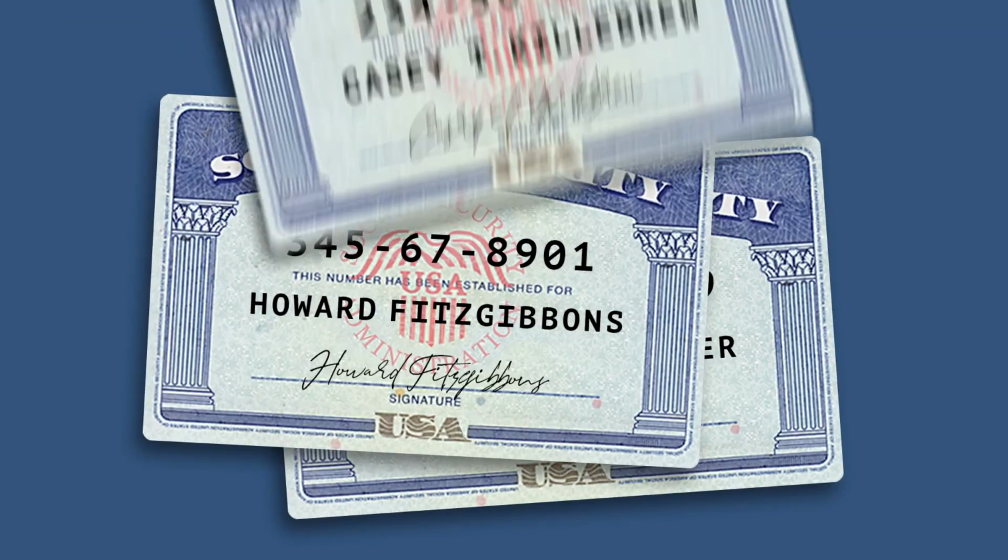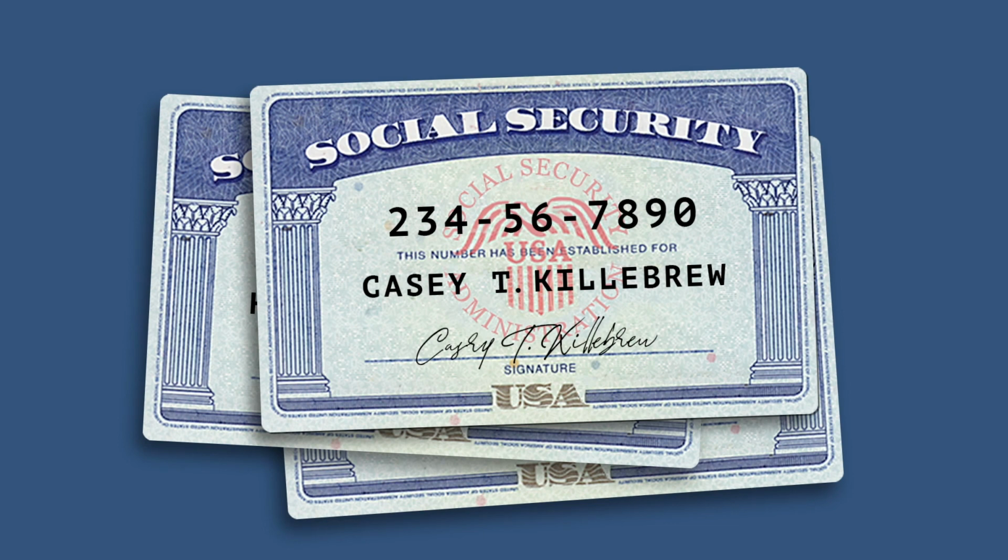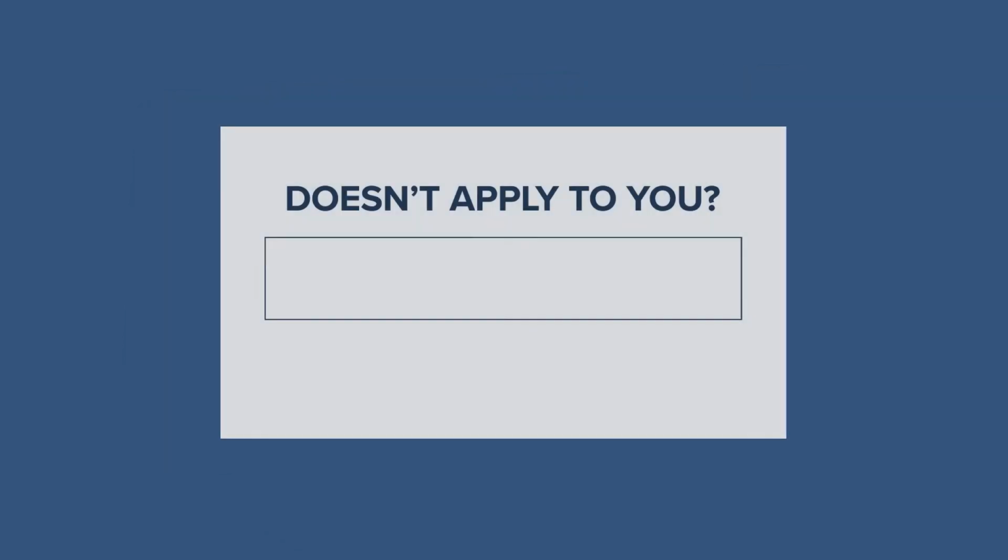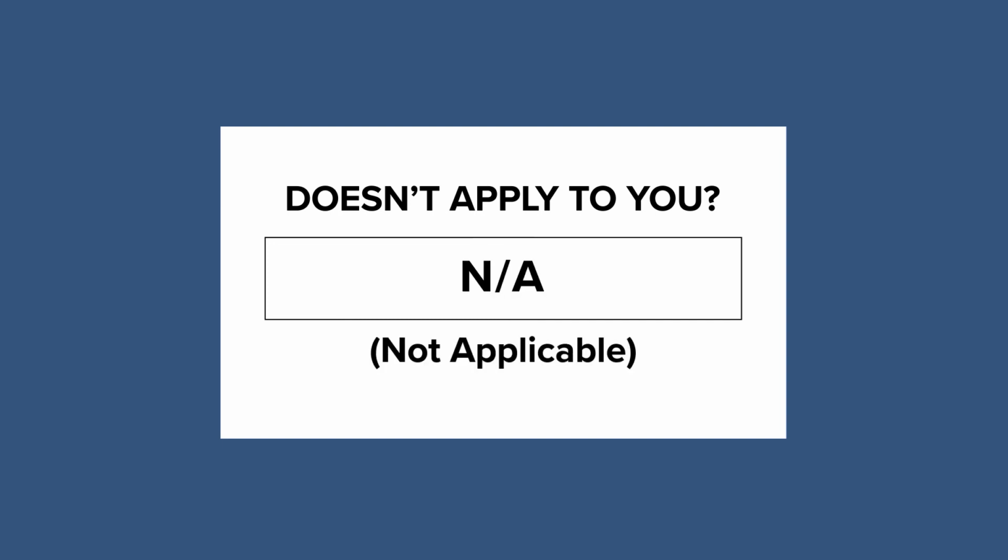A U.S. Social Security number is required for each qualifying party included on the license. Other forms of identification are not acceptable. If you get to a certain section of the application that doesn't apply to you, write the letters NA for not applicable. Don't leave any space blank or ignore any of the sections.